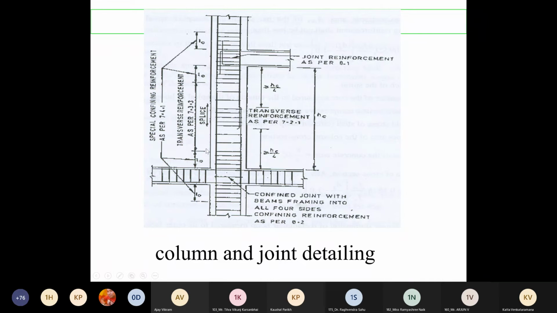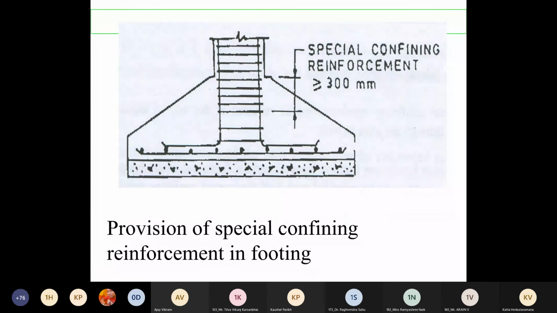This is provided in IS 13920, and that section number is mentioned here. So special confining reinforcement we need to provide to achieve ductility. A confined joint with beams framing into all 4 sides needs confining reinforcement as per this clause. Then special confining reinforcement we need to provide in footing also, for a depth of greater than 300 mm, at closely spaced intervals.